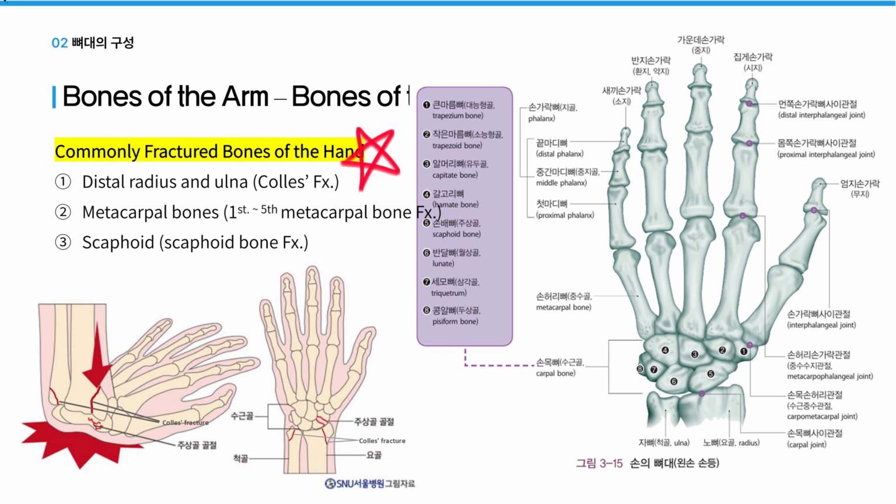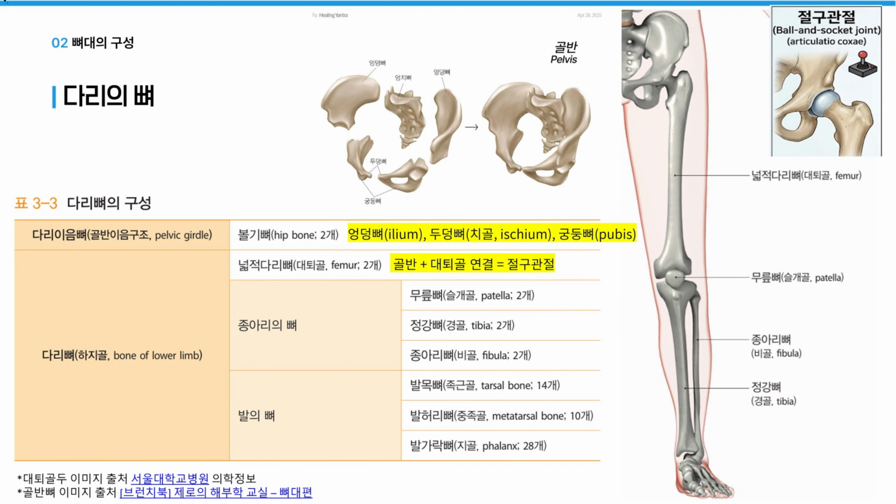Alright, now that we've finished studying the bones of the arm, it's time to move down to the leg. The leg is also divided into two main parts: the pelvic girdle, which connects the upper body to the lower body, and the bones of the lower limb. The pelvic girdle contains the large bone we call the pelvis. The pelvis is made up of three bones: the ilium, the ischium, and the pubis, fitted tightly together into a single mass, almost like a puzzle.